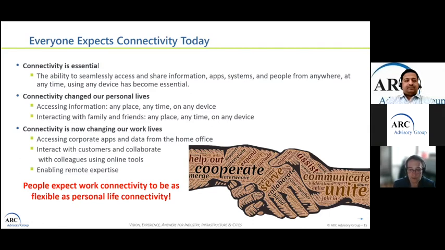And we expect it also in our work lives, or our work lives can expect knowledge from us in that. So we want to access corporate apps, we want to access data from our home office, and we need to actually fulfill our roles. We all have interacted with our customers or collaborated with colleagues using online tools.